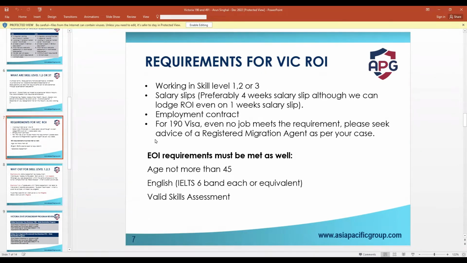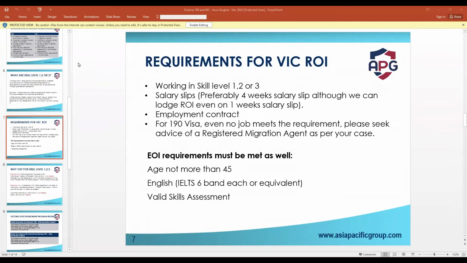Requirements for Victorian ROI. First thing we need to lodge is the EOI, and then we need to lodge the ROI, registration of interest, to get a nomination from the Victorian government. So in that case, the requirements are that you must be working in a skill level 1, 2, or 3 job. You must have salary slips to substantiate your claim that you are working.